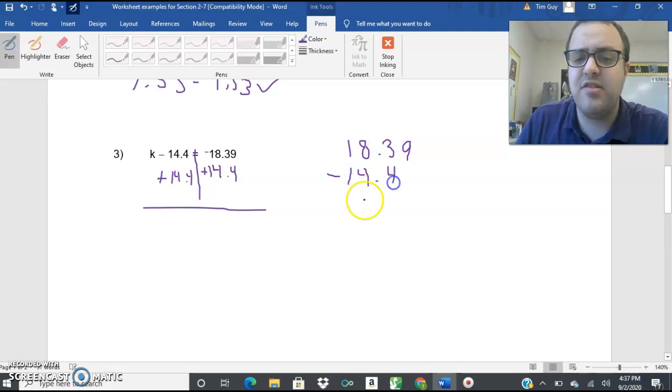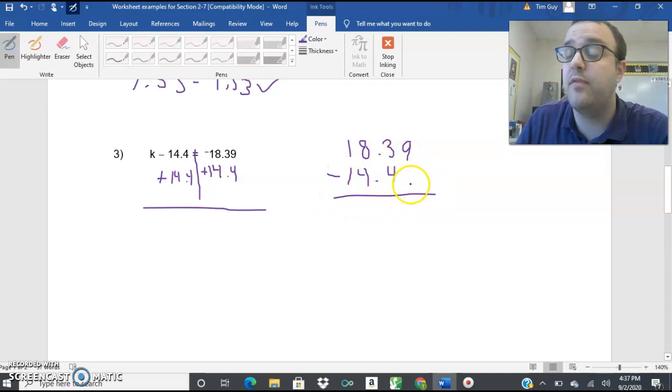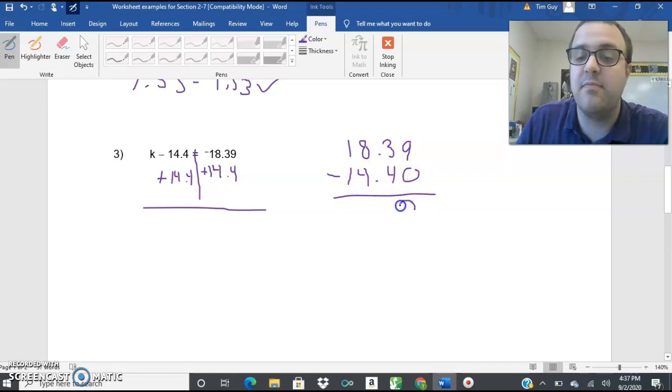14.4. But Mr. Guy, I'm going to the subtraction problem and I have 9 minus and there's nothing here. Well, if there's nothing there, you're going to put a 0 to fill in as a placeholder. 9 minus 0 will give me 9. I'm going to borrow so that I can do the subtraction here. 13 minus 4 is going to be 9. And then again, I keep that decimal. 7 minus 4 is 3, and then the 1 minus 1 is 0.